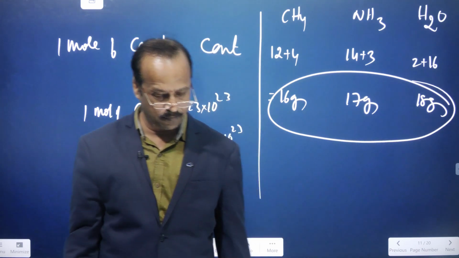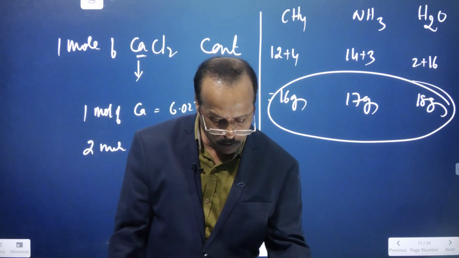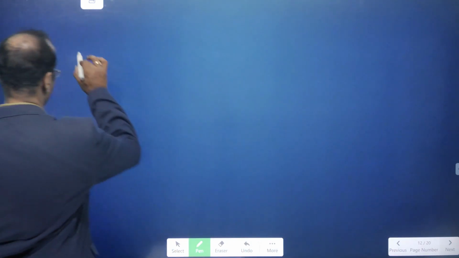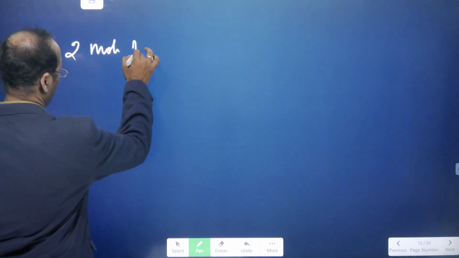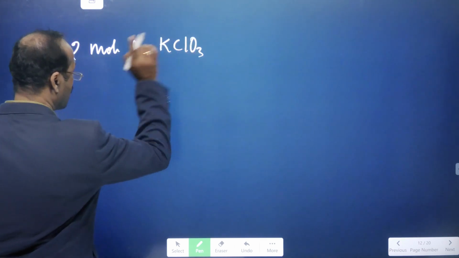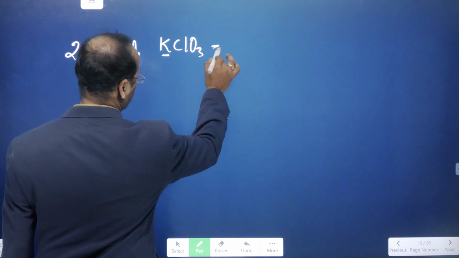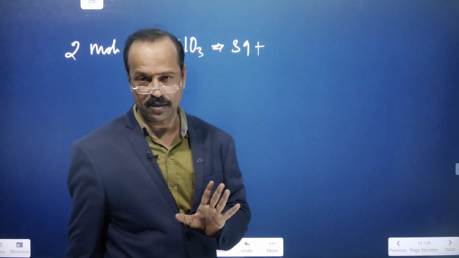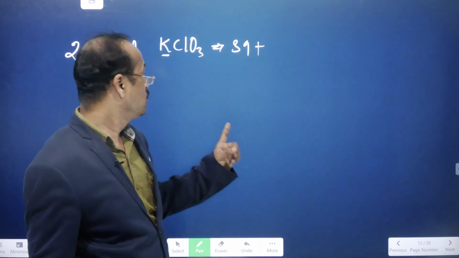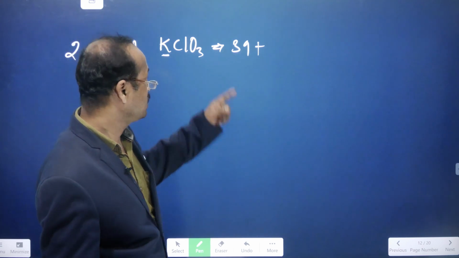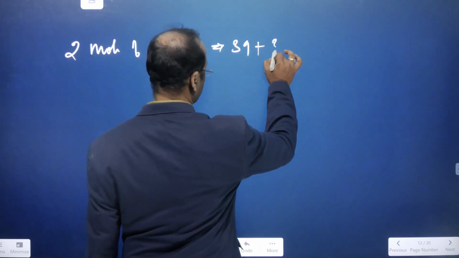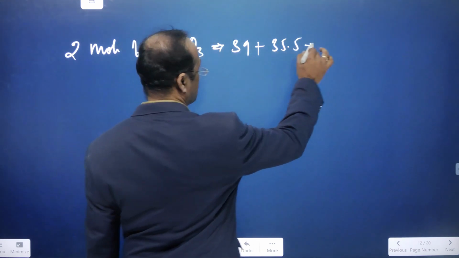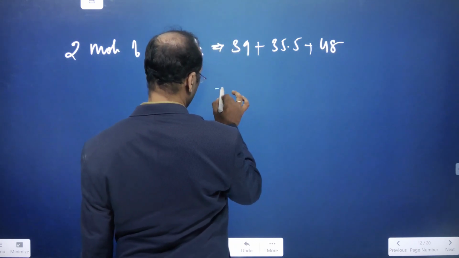Now the last and final one, 2 moles of potassium chlorate weighs how many grams. Now see, how many potassium? 1 potassium. Potassium atomic weight is 39. See students, I told you to learn the atomic masses of up to 30 elements. This is mandatory to solve the problems. Potassium is atomic number 19, but its mass is 39. And 1 chlorine, chlorine is 35.5. And 3 oxygens, 3 into 16 is 48.